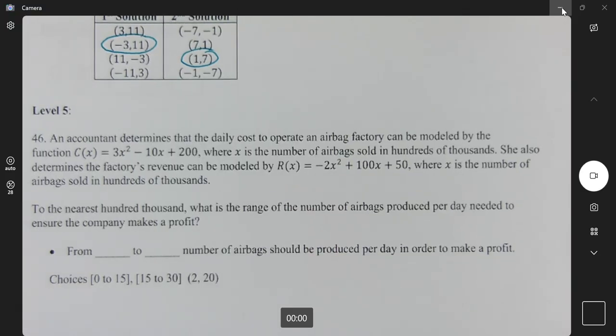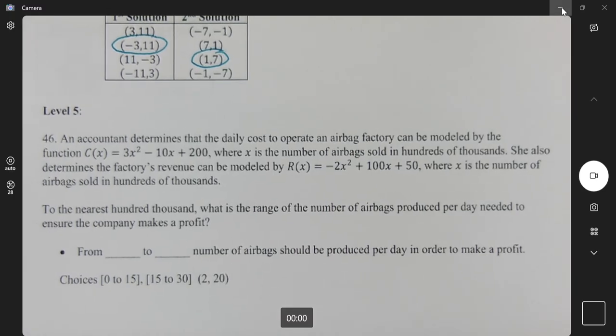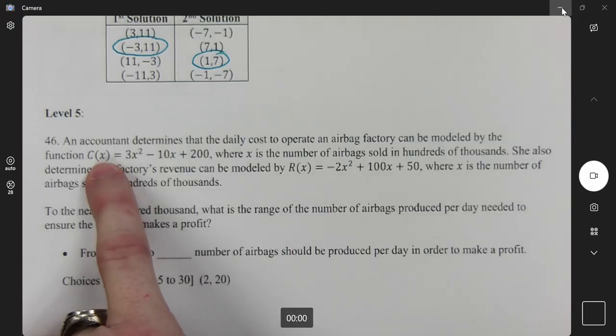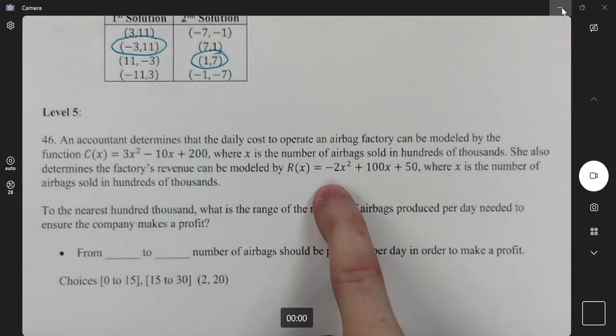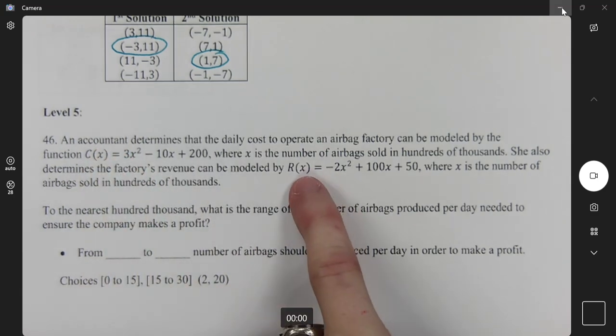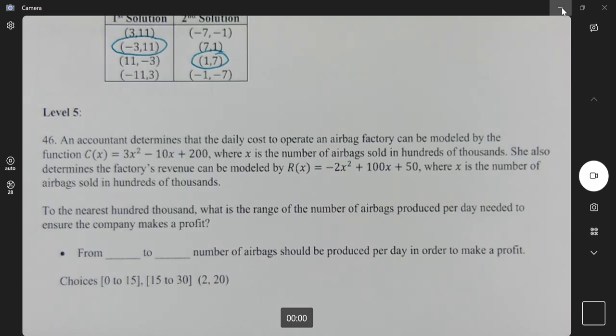Next. Another level 5 question. An accountant determines that the daily cost to operate an airbag factory can be modeled by this function. So this is my cost function, where x is the number of airbags sold in hundreds of thousands. So if x was 1, that's 100,000. If x was 2, that's 200,000. She also determines that the factory's revenue can be modeled by this function. So this is a cost function, this is a revenue function. Revenue is money that comes in, where x is the number of airbags sold in hundreds of thousands again.